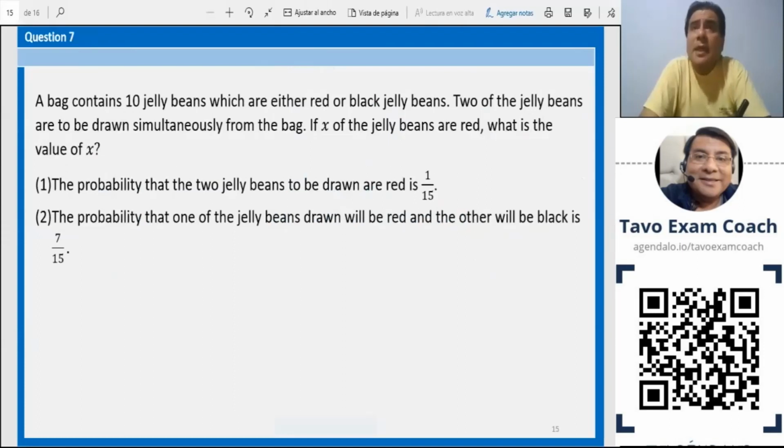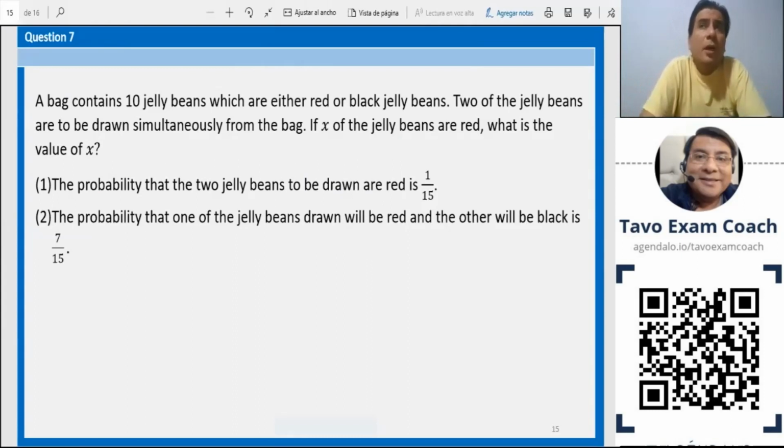A bag contains 10 jelly beans, which are either red or black jelly beans. 2 of the jelly beans are to be drawn simultaneously from the bag. If X of the jelly beans are red, what's the value of X? Well, this question is interesting.